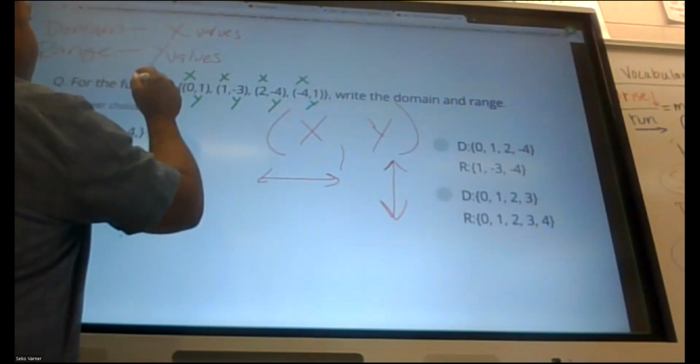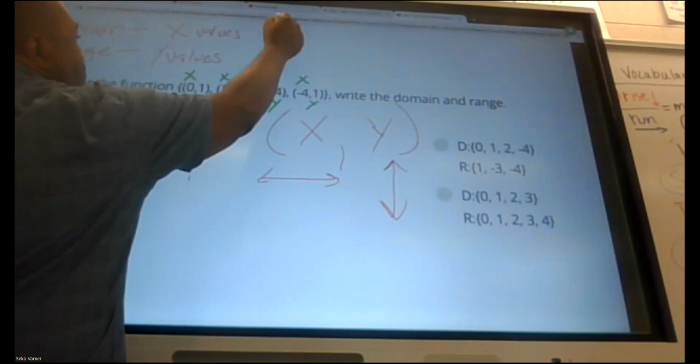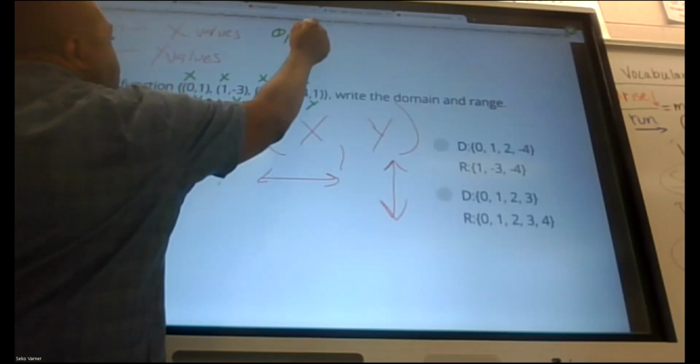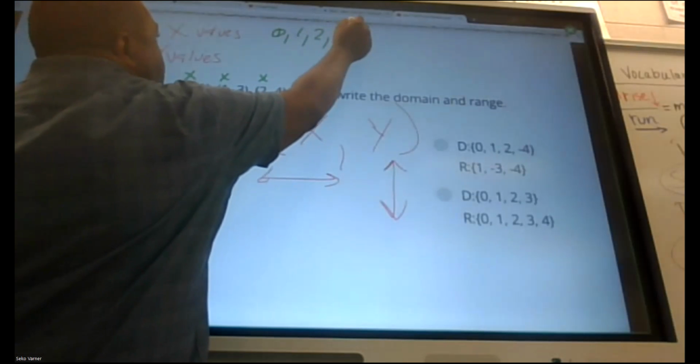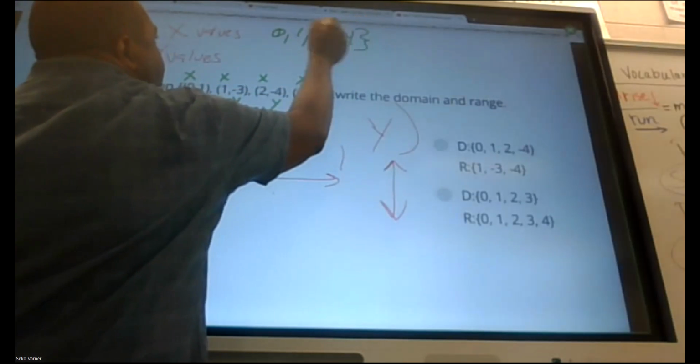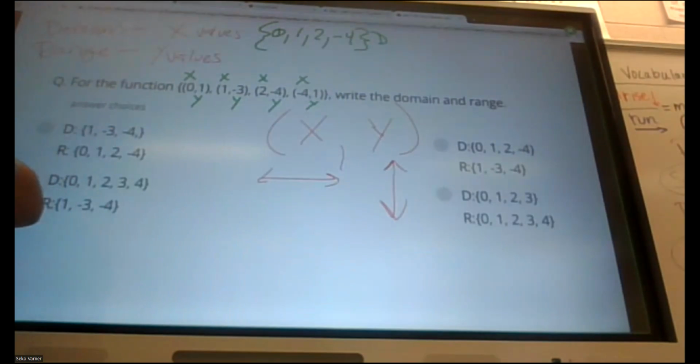So what we're going to do here, this is how I do it. I'm going to label all my x values, right? And then I'm going to label all my y values. And I do this so I don't get mixed up because I get mixed up a lot, as you know. All right. So my domain is going to be what? 0, the next one is 1, 2, -4, and we put those brackets around it. So that's my domain.